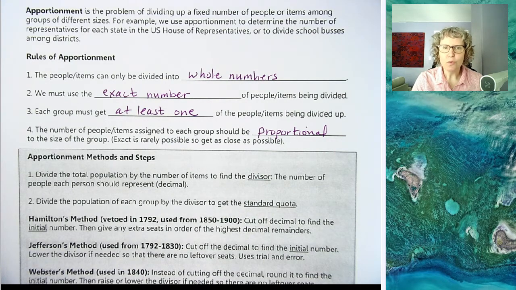Okay, so those are the rules of apportionment and a little bit about what it is. In the next videos, we'll look at the different methods and their steps and look at some examples. Okay, see you in the next video.